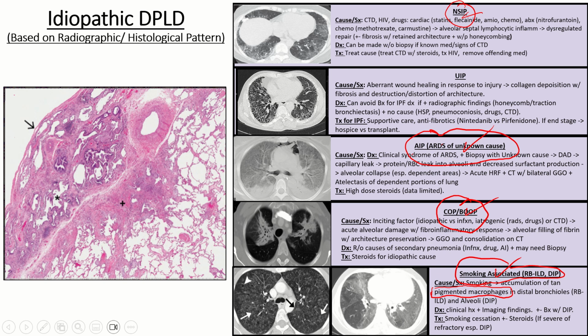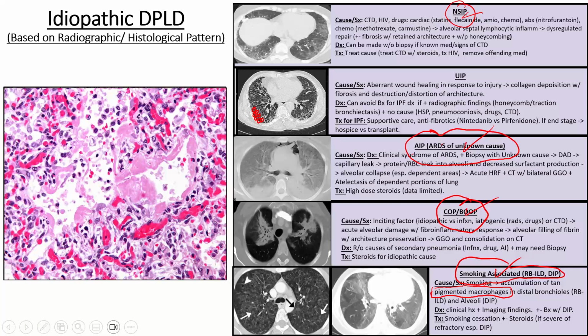Complete architectural distortion, the hallmark of this is going to be that honeycombing, which is just complete destruction and fibrosis of those secondary pulmonary lobules. AIP is basically ARDS without an inciting cause, so you're going to see a ton of that proteinaceous fluid accumulation in your alveoli from diffuse alveolar damage, with a CT scan like this. COP-BOOP is, when you rule out other causes, secondary organized pneumonia, likely an autoimmune attack causing a fibroinflammatory response treated with steroids.